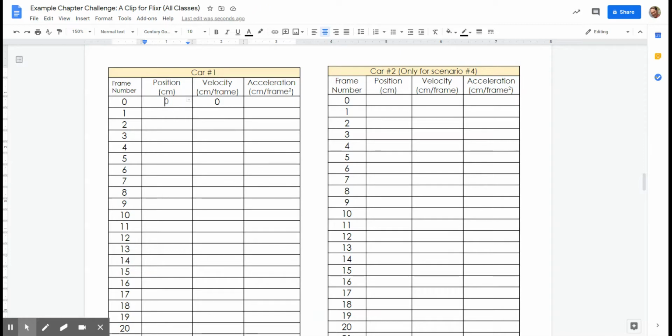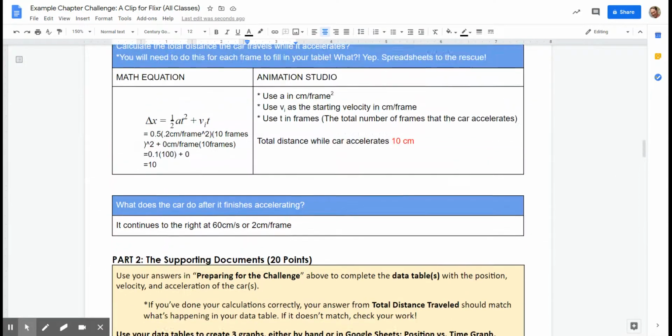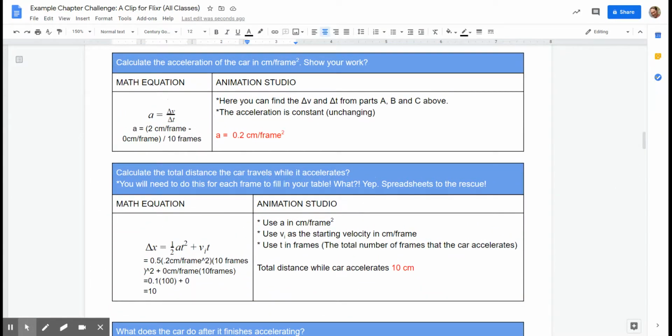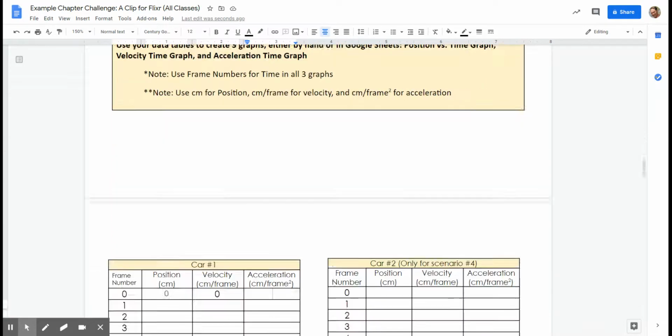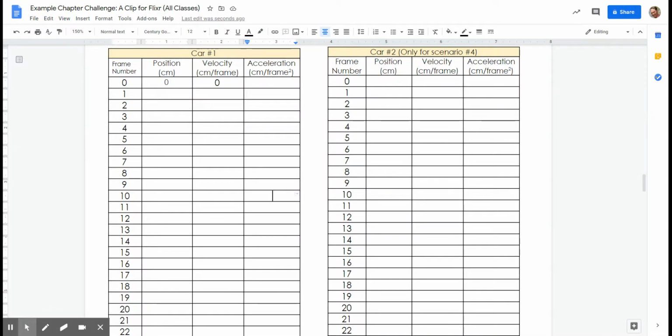And then the next piece to this puzzle is what's the acceleration? Well, the acceleration, we actually calculated up here, where the acceleration is happening for 10 frames, and it travels a total distance of 10 centimeters during that acceleration, and the whole thing is 0.2. So I'm going to put in some pieces that we know here, where the acceleration is 0.2. And we know that this is going to happen over 10 frames. So it's going to stay 0.2 the entire time those 10 frames are happening.